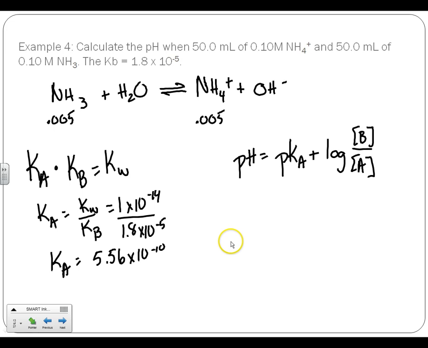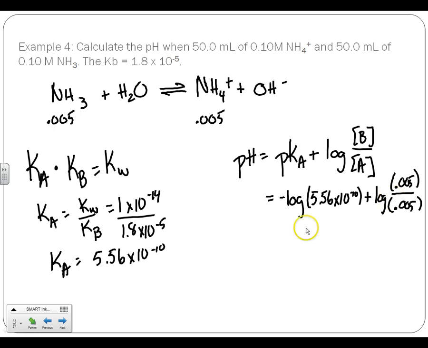So now I can plug this into my Henderson-Hasselbalch equation. I'm going to take the negative log of 5.56 times 10 to the negative 10th plus my log of base, concentration of base divided by concentration of acid. Your volumes are going to cancel out, so I leave it in moles. Probably cheating, but it works. This gives me 9.26 plus 0, which gives me a pH of 9.26.